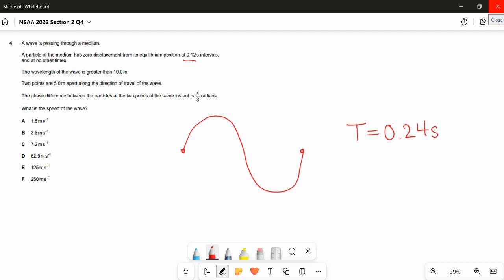The wavelength of the wave is greater than 10 meters. Two points are 5 meters apart along the direction of travel of the wave, and the phase difference between the particles at the two points at the same instant is pi/3 radians.